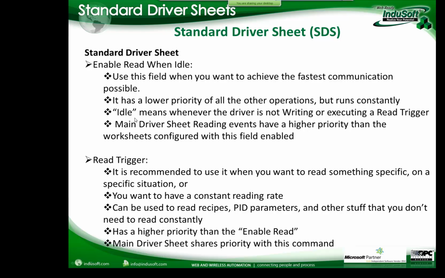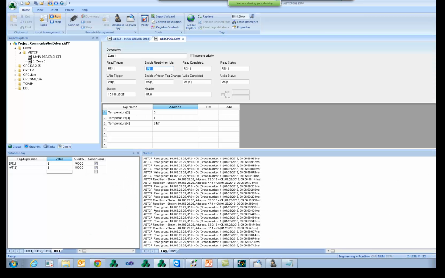So this idle means that whenever I'm not writing or I'm not using the read trigger, that's when they're going to be reading as fast as possible. Okay, and the main driver sheet has a higher priority. So when you see here you don't have the read group number, that means in this case you don't have the group number on the message. That means this group is from the main driver sheet. Otherwise you're gonna have the group number 1 would be the group number here on the driver worksheet.